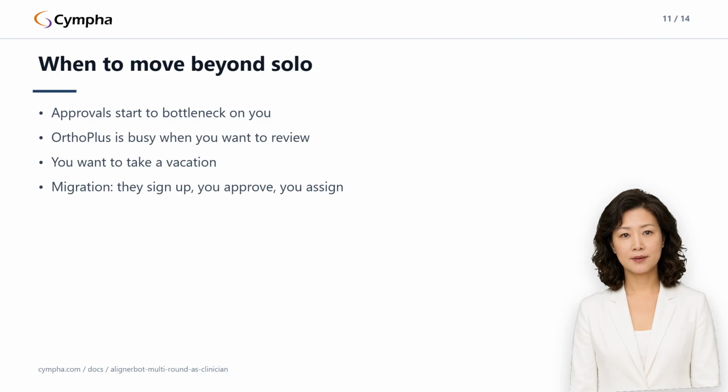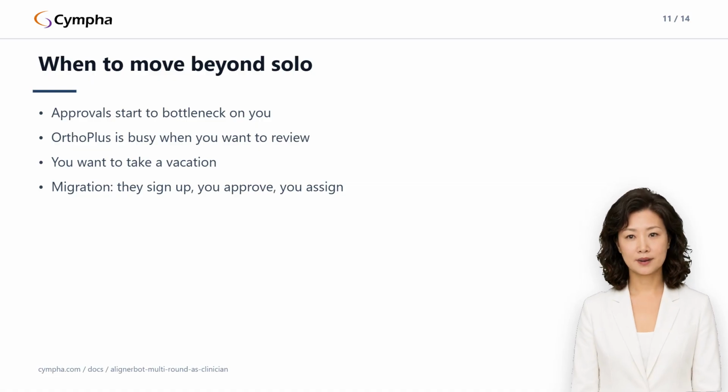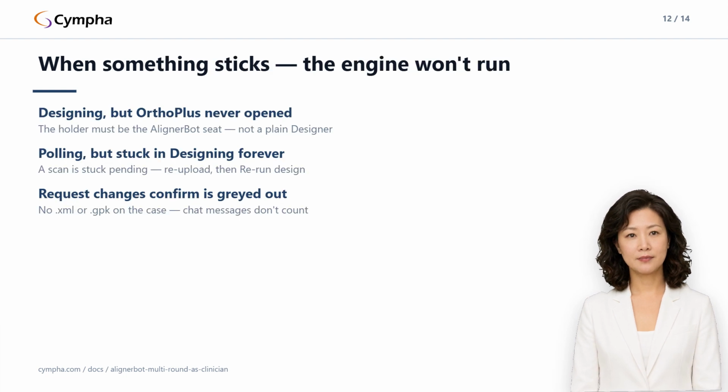Number 3. The Request Changes Confirm button is grayed out. This is exactly the same rule as in ClearAligner AI. No XML and no transfer pack is attached to the case yet. Cancel the dialog, upload one, and come back. And to say it once more, because as a solo operator you'll be tempted, free text changes typed into the chat do not count.